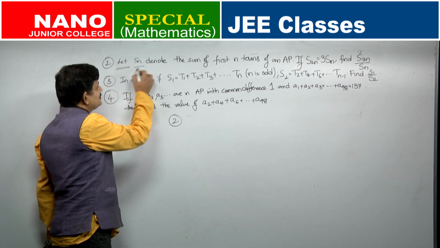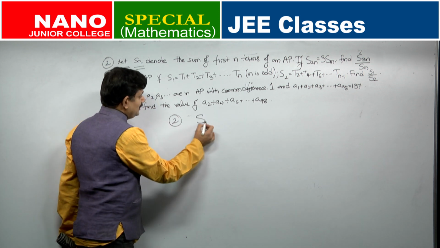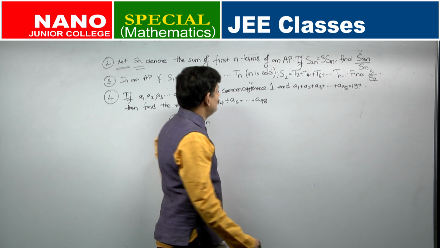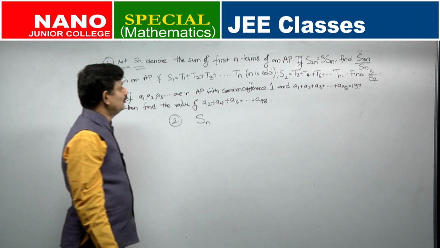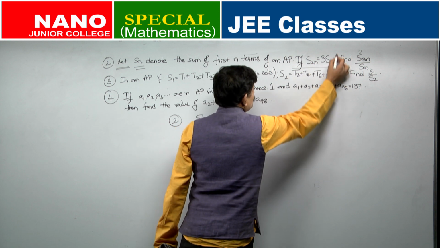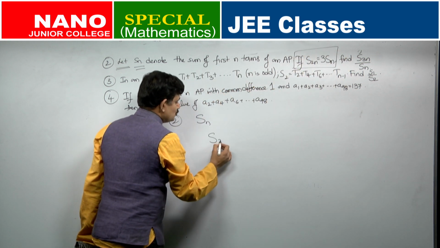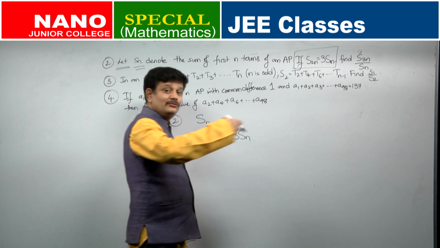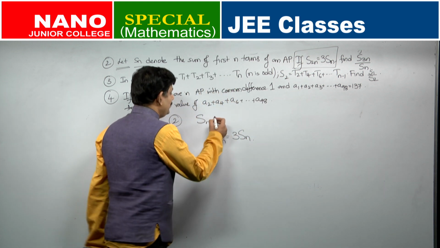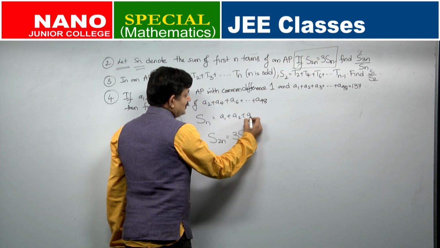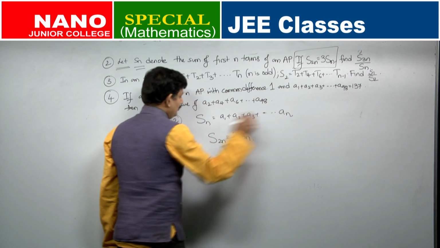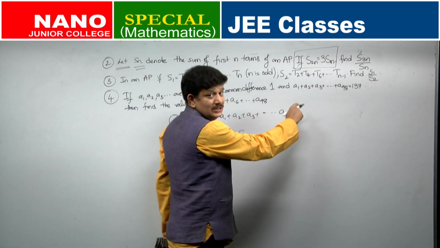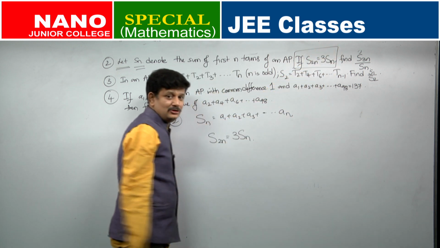Let Sn, S subscript n, denote the sum of the first n terms of an arithmetic progression. What is Sn? Sum to first n terms of an arithmetic progression. What is given? S2n is equal to, what will be S2n? It is the sum to first 2n terms. So, if you have an AP, A1 plus A2 plus A3 so on up to An will be your Sn. What will be S2n? A1 plus A2 plus A3 so on up to An plus An plus 1 so on up to A2n.